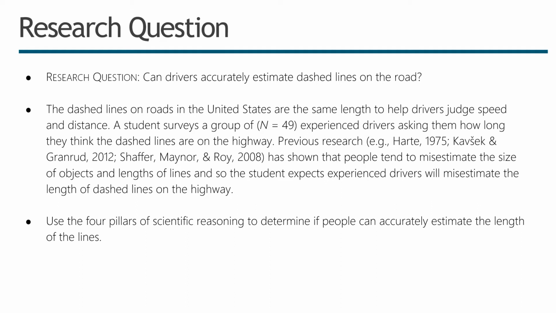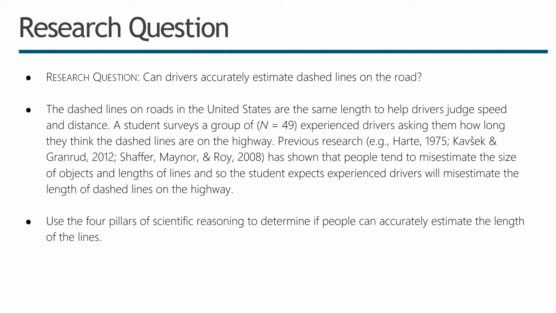And so a student surveys a group of 49 experienced drivers, asking them how long they think the dashed lines are on the highway. And the student knows that previous research has shown that people tend to misestimate the size of objects, lengths of objects, distance of objects and lines. So the student expects experienced drivers will misestimate the length of dashed lines on the highway, despite the fact that they have a lot of experience with those very lines.